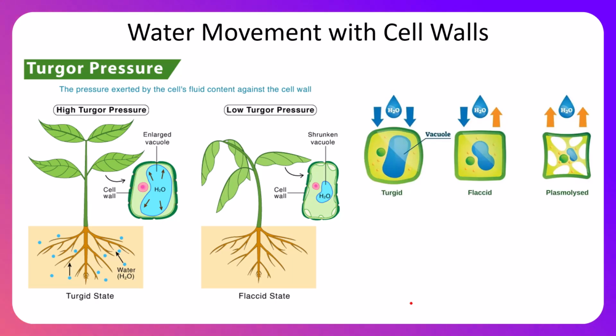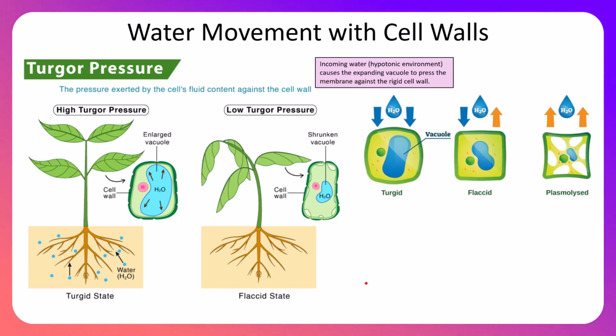What happens when water moves through a cell with a cell wall? These cells work differently than cells that lack a cell wall because there is a cell wall present. Incoming water in a hypotonic environment, again, hypotonic leads to water moving in, causes the expanding vacuole in a plant cell to press the membrane against the rigid cell wall. And so as water moves into these cells from hypotonic to hypertonic, it causes this vacuole to swell with water, because that's the organelle that is in charge of storing all of this water.